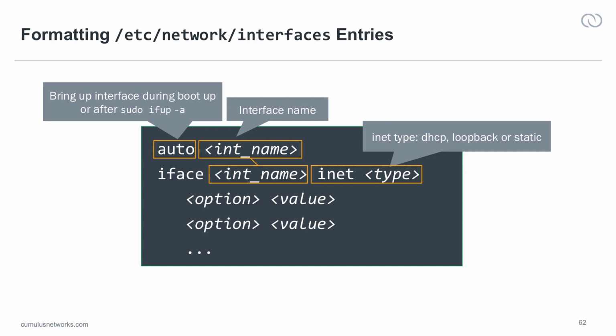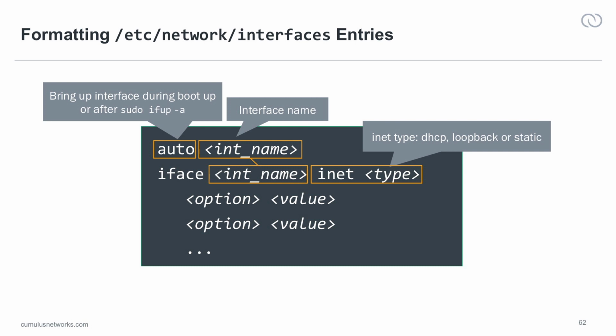The next line starts with the word iface, followed by the interface name, and then an inet type. This indicates what type of interface is being configured. The permitted inet types are DHCP for a DHCP-enabled address, loopback for a loopback-style interface. Loopback is an interface that refers to the system itself without being tied to a physical interface, or static, if I intend to assign a static address rather than using DHCP for my address type.